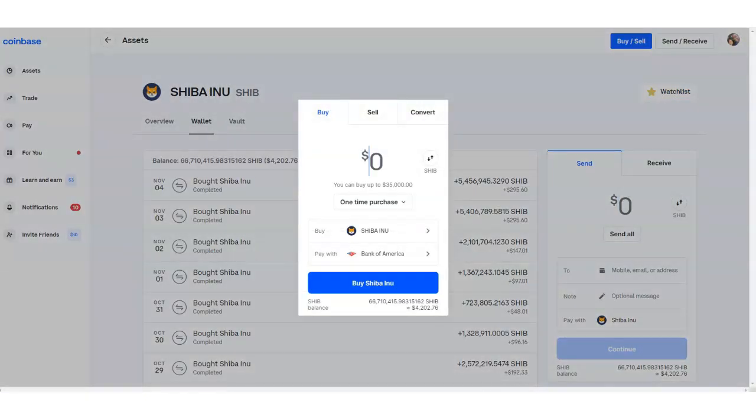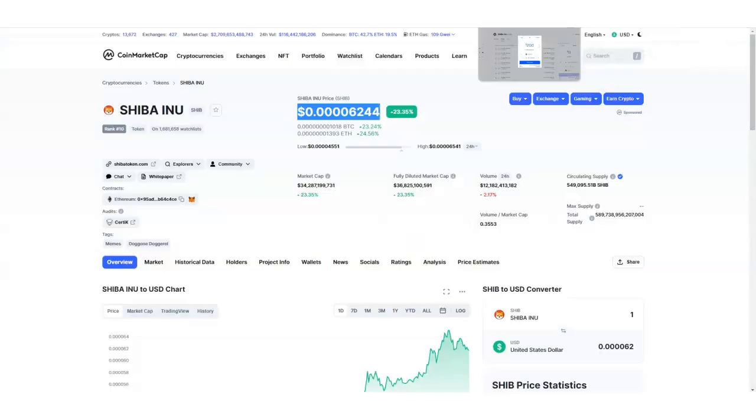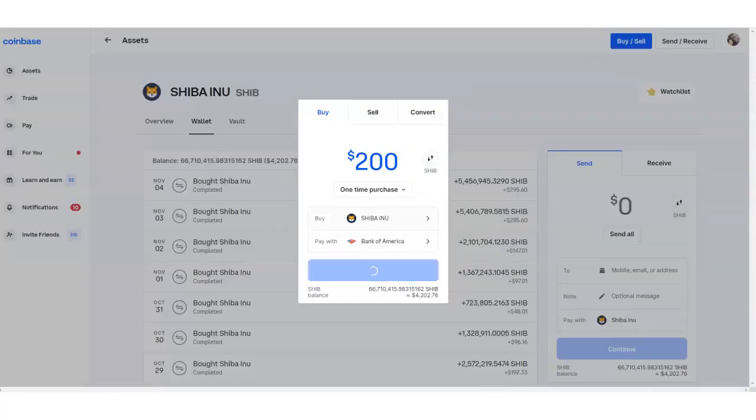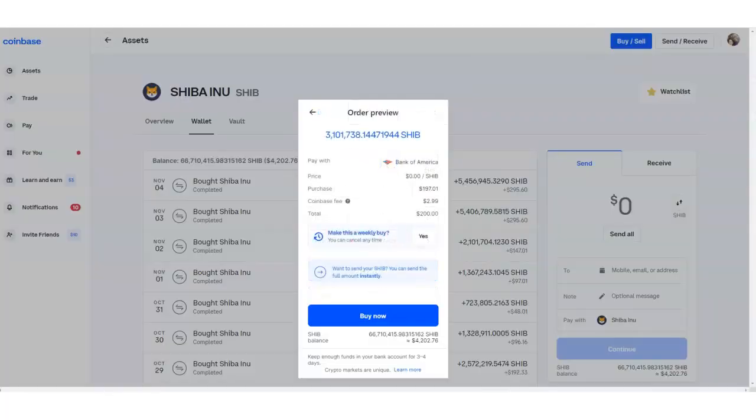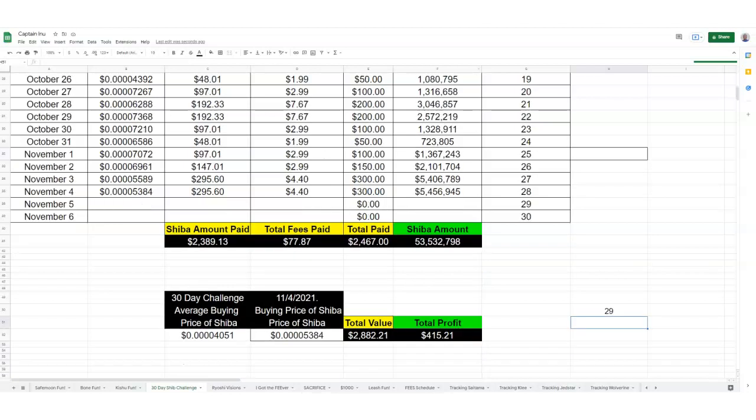So let's go ahead and buy Shiba for today. And we're going to buy $200 worth of Shiba. And the price, actually, it's still a good price. But anyway, we're going to preview the price. And just like we always do, we go ahead and buy it and we take the information from Coinbase.com and we put it in the captain spreadsheet.